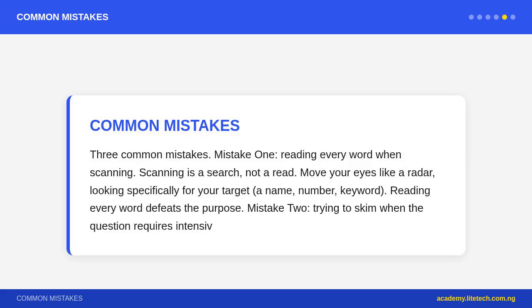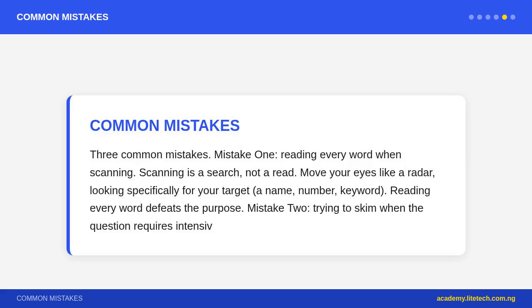Mistake 2, trying to skim when the question requires intensive reading. If a comprehension question asks explain in detail how, you cannot answer with a skimmed understanding. Recognize which task requires which reading mode.